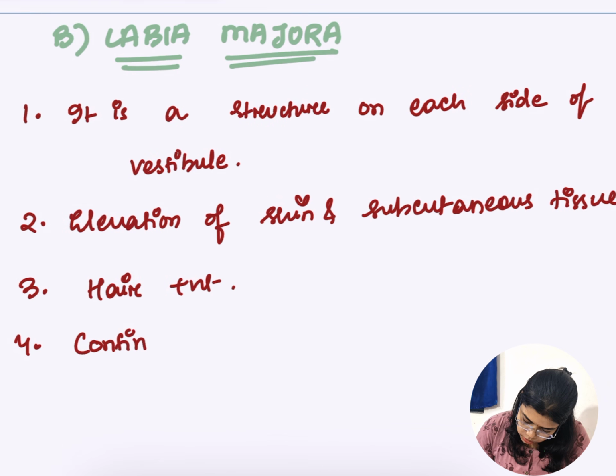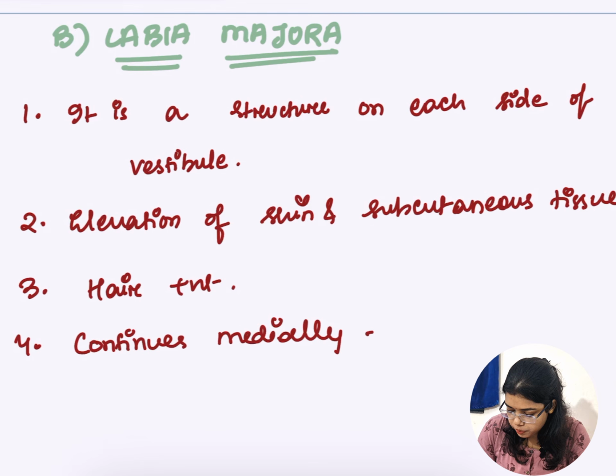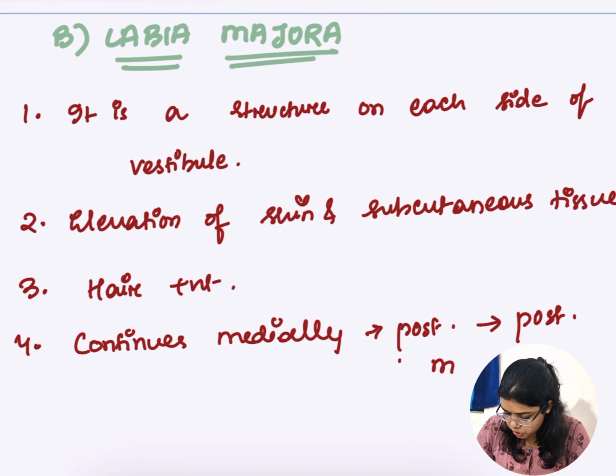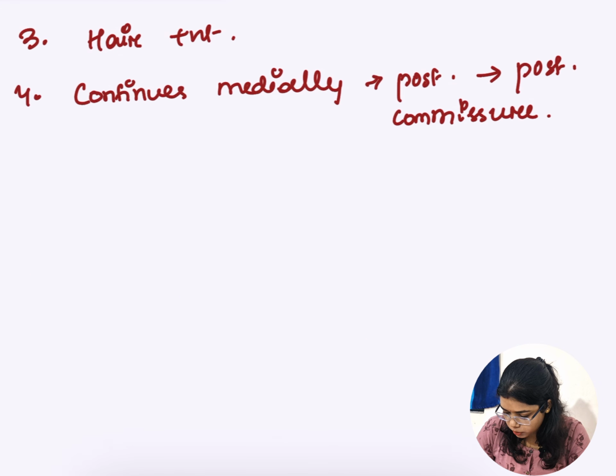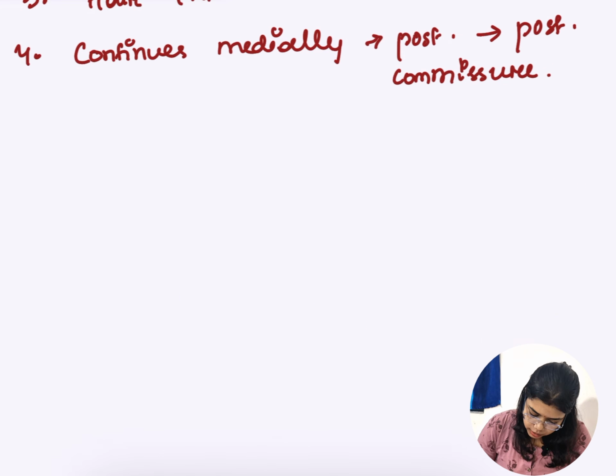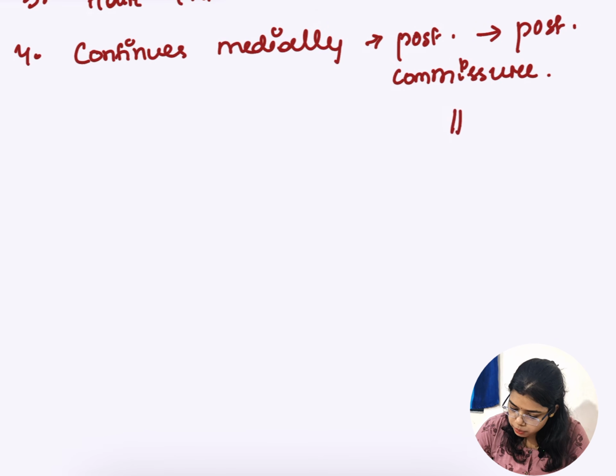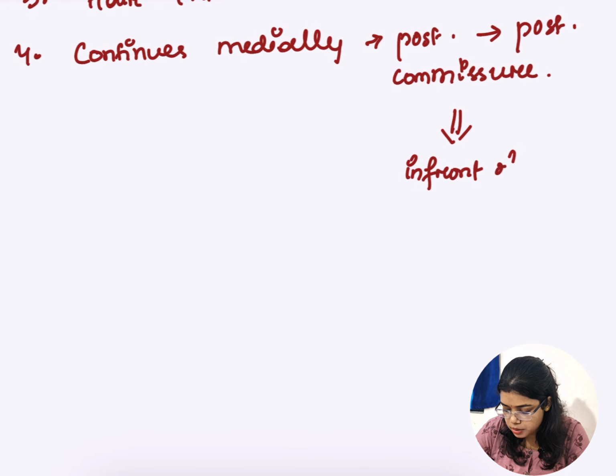Okay, then point. It continues medially. I have told you previously, it continues medially. Okay, posteriorly it forms what? Posterior commissure. And anteriorly, where? Medially it continues posteriorly to form the posterior commissure in front of the anus.